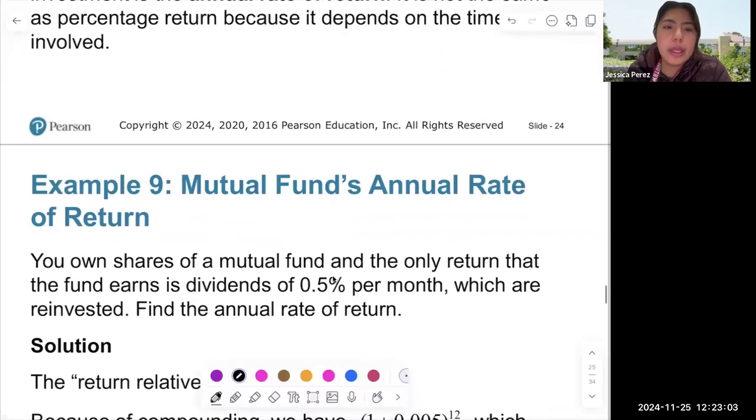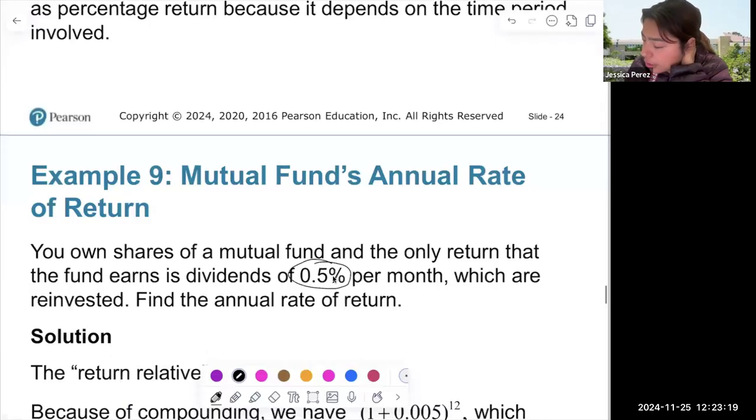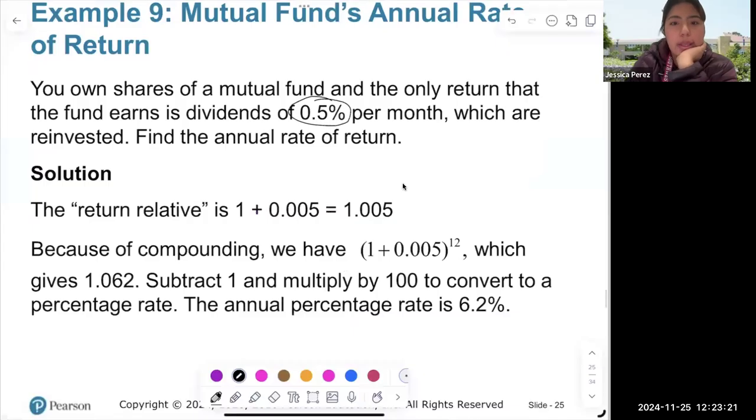Let's look at this example. Let's look for the mutual fund annual rate of return. You own shares of a mutual fund, and the only return that the fund earns is a dividend of 0.5% per month, which is reinvested. Find the annual rate of return. So you're going to use the dividend. The return relative is a formula.